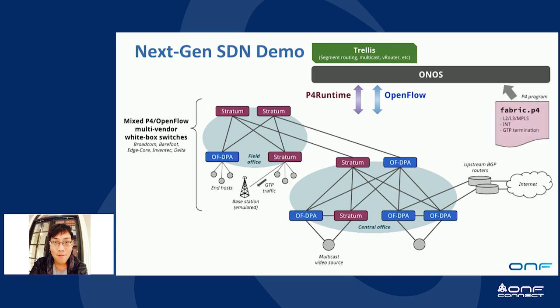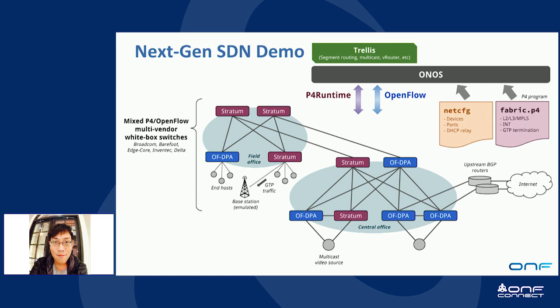And here we can also feed our P4 program, fabric.p4, into ONOS. Basically, fabric.p4 implements L2, L3, and MPLS for the basic fabric features. It also implements in-band network telemetry and a GTP tunneling pipeline.